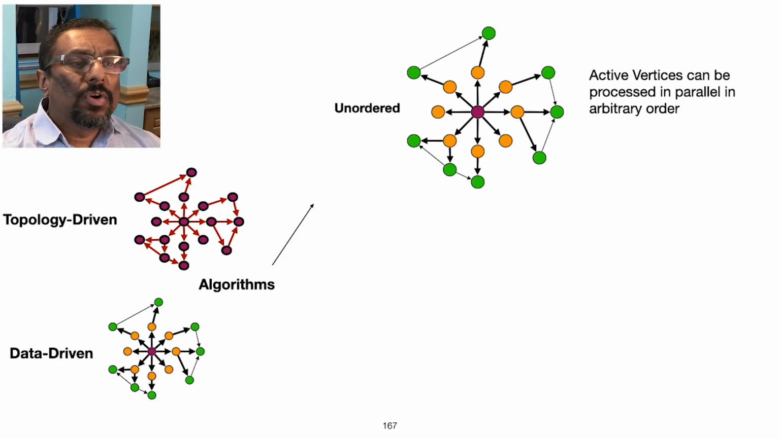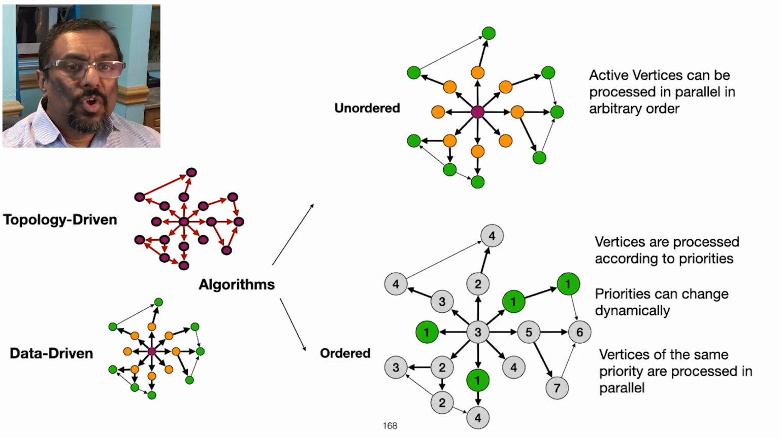Till now, we looked at topology and data-driven algorithms. However, in all these algorithms, we process the active vertices in a random fashion, in any arbitrary order. What we realize is there are a lot of algorithms where this is not the right thing to do. You want to process the vertices in some very specific priority order.